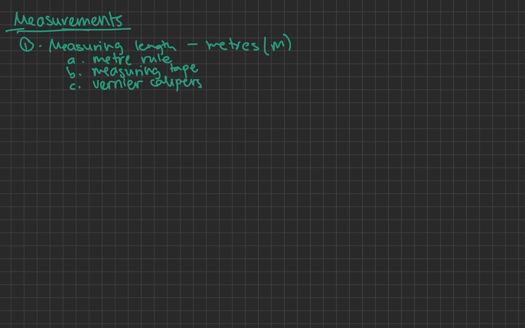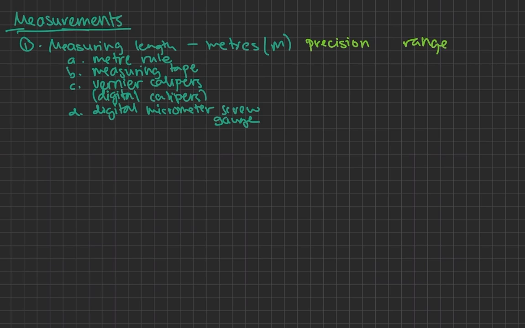But in the newest syllabus, it is now called digital caliper. And D, digital micrometer screw gauge. This one's a bit long. Yeah. And for all of these 4 instruments, there are 2 things that we have to memorize or know. The first one is the precision and the range of the instruments, right? Let's make a table for this.